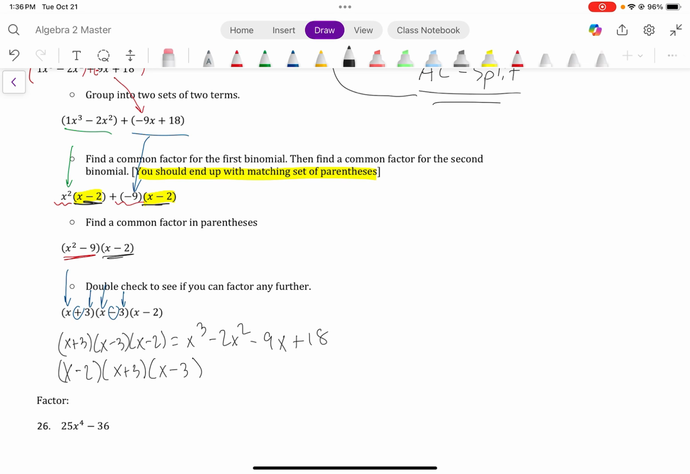Okay. This is a great typed out example for you to look back to and refer to when you are getting stuck on factor by grouping, so make sure you are practicing that.